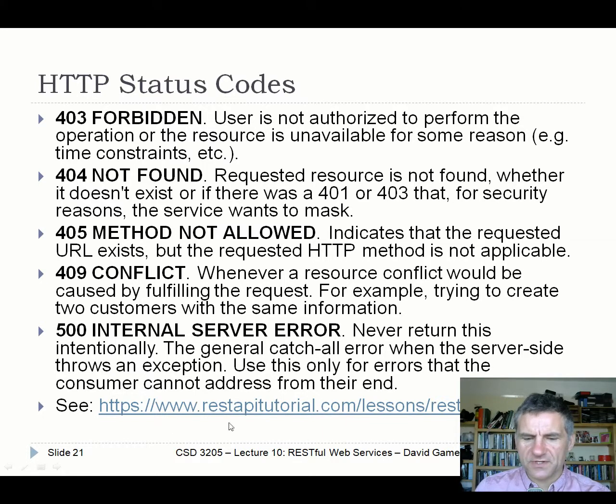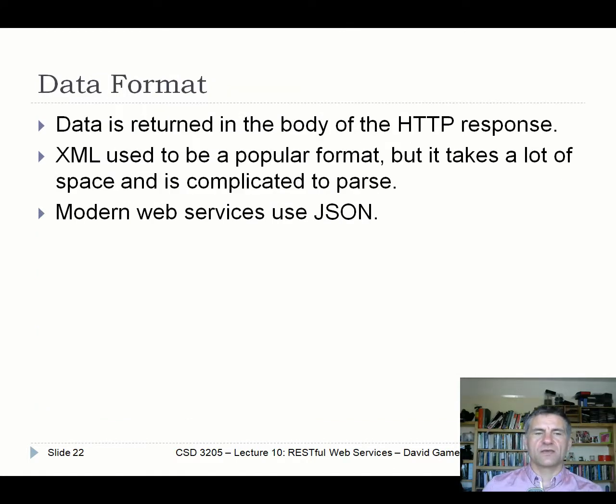So this RESTAPITutorial.com is a very nice resource for explaining all the different bits of REST API, and has a link to Fielding's thesis. I recommend having a little look at this, and these tips are kind of taken from that tutorial. So when we're accessing the resource, HTTP is all about getting a bit of data from somewhere, often HTML, right? But in the case of a REST API, we're returning data in the body of the HTTP response. It used to be that everyone loved XML, but it's not very compact, and it's quite complicated to parse. So most modern web services use JSON, which is a lot better for this kind of thing.